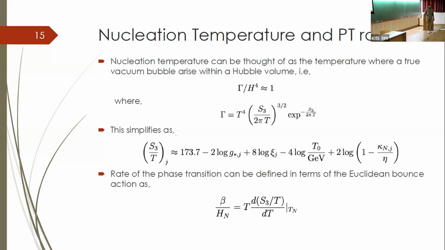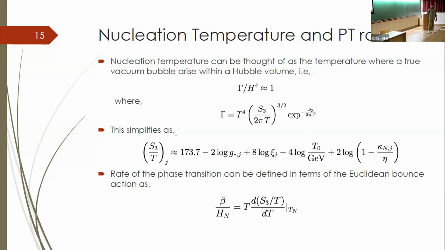So now, once we have the S3 over T, we can define our nucleation temperature, which is the temperature where basically a true vacuum bubble arises within the Hubble volume. Roughly, this is given by the equation gamma over H to the 4 roughly equal to 1. One can simplify it further by taking this functional form of gamma in terms of S3 over T. Here, my S3 over T with the index j, where j corresponds to phase 1, 2, and 3, is given by an order 100 number.